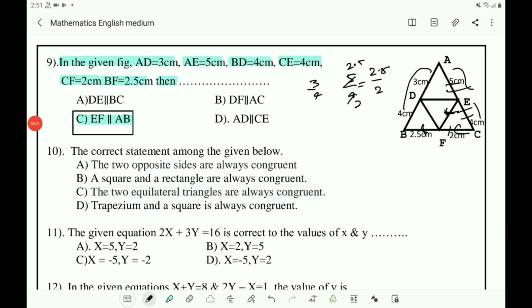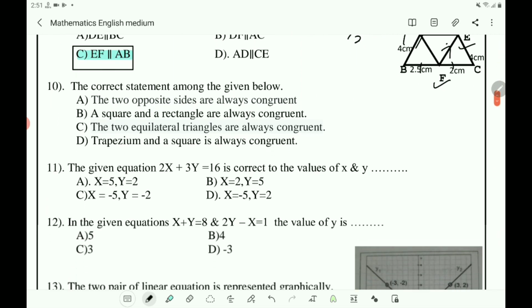This is according to the converse of Thales theorem. Here the ratios are equal. The line EF divides AC and CB in the same ratio, therefore that must be parallel to the third side AB. So you take EF is parallel to AB. Option C is the answer.